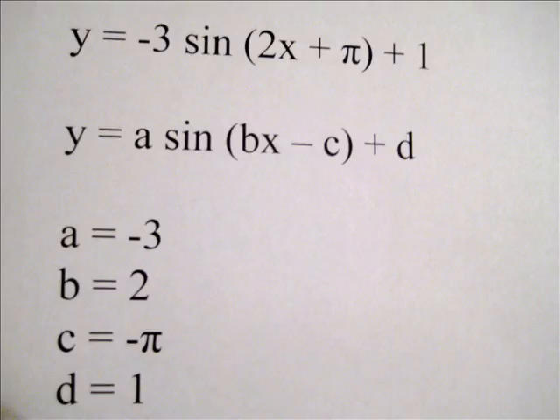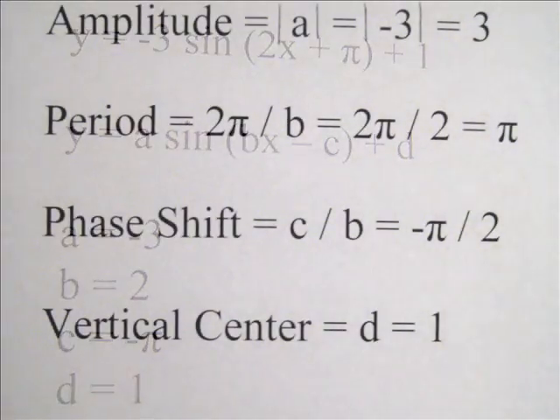So when you compare it to the standard form, you can see that your a is negative 3, because that's the coefficient in front of sine. Your b is 2, that's the coefficient of x. Your c is negative pi, because remember the standard equation has a minus there, so if there's a plus, you're thinking of it as minus negative pi. So your c is negative pi and your d is a positive 1.